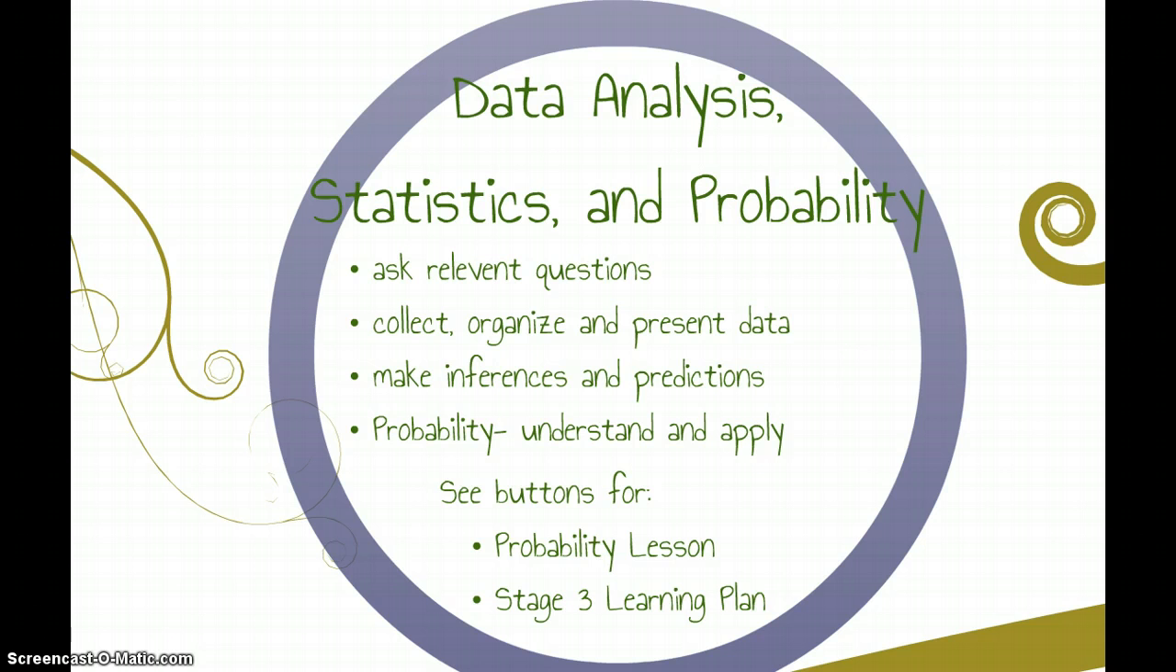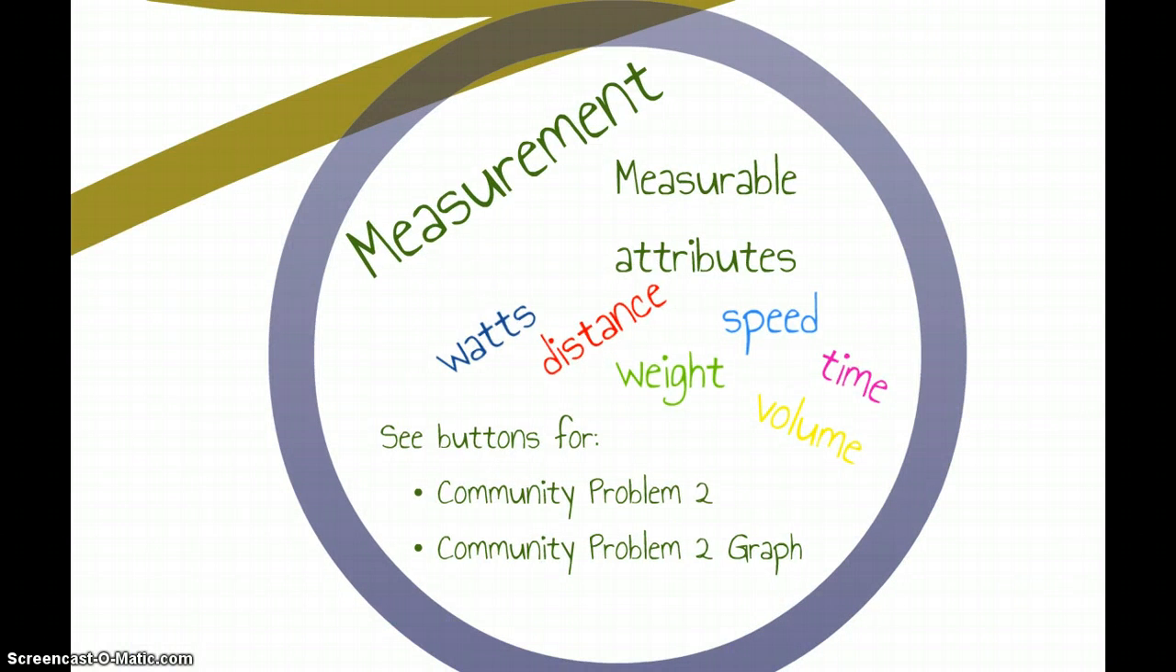Let's move on to the next content area, measurement. Measurement is a really broad content area. I listed a few measurable attributes: watts, distance, weight, speed, time, and volume, but there are so many more. I love the measurement content standard for its connectability to other content areas.